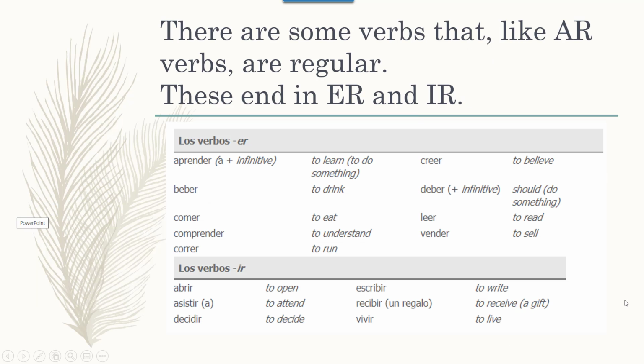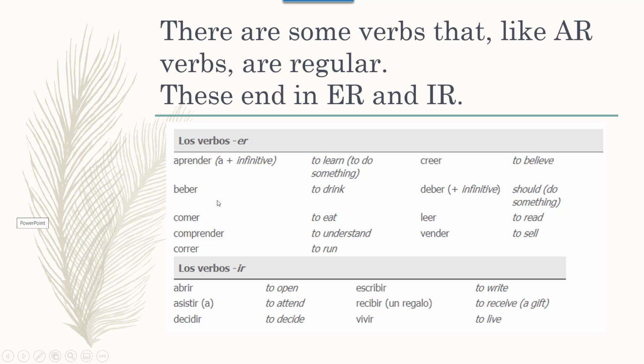And now, like I was saying, let's look at the ER and IR verbs. They're very similar. Well, not similar. You'll see the endings that are similar, but the verbs are just other different verbs. So, aprender, to learn. Now, careful. When you're learning to do something, like I learned to swim, you would say aprender a nadar. How do you say I learned to swim? Aprendo a nadar. Learn to do something, you need to put that a in the middle.